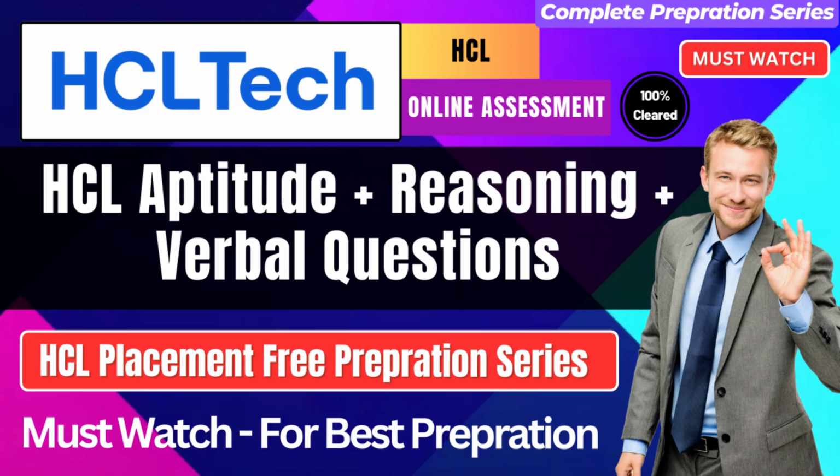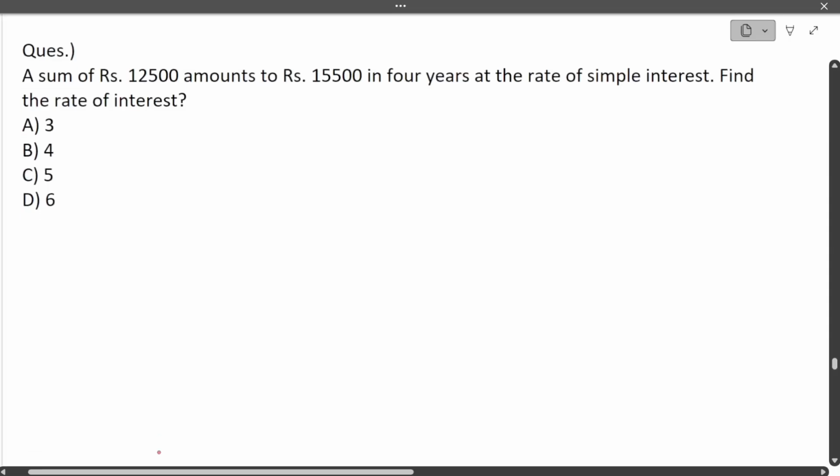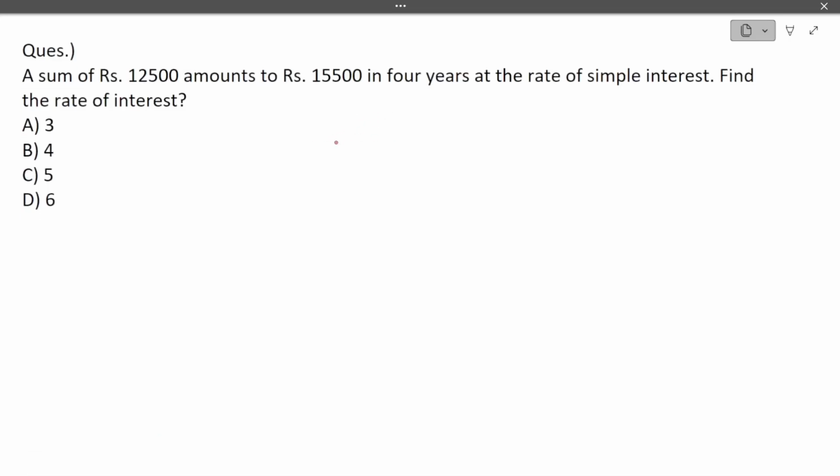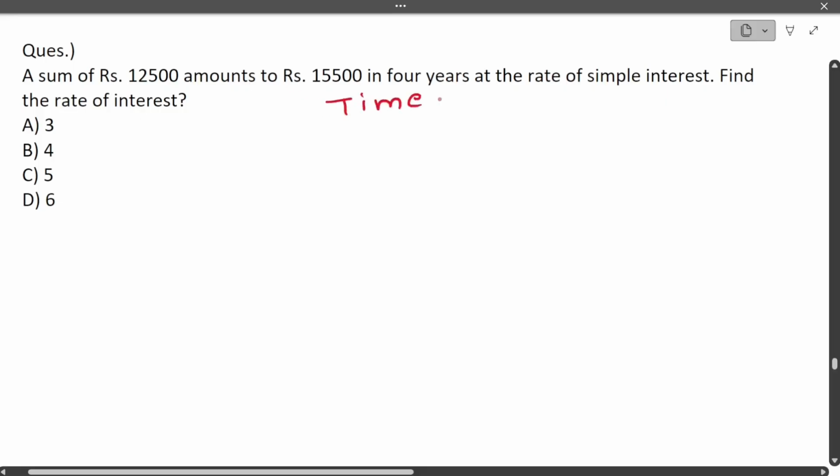So let's now start with our today's topics. Okay, so we have a question based on interest or percentage. We have a sum of 12,500 that amounts to 15,500 in 4 years at the rate of simple interest. Find the rate of interest. So first of all, the time given to us is 4 years.